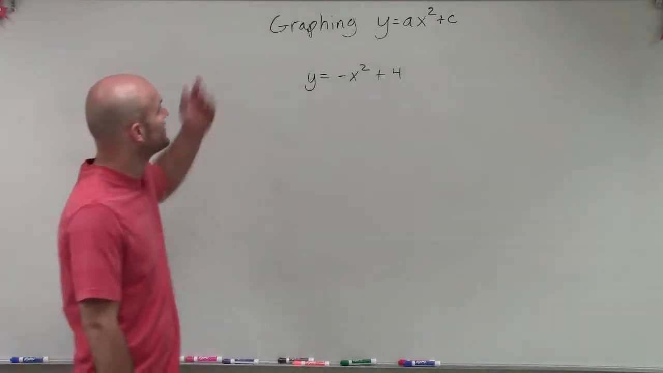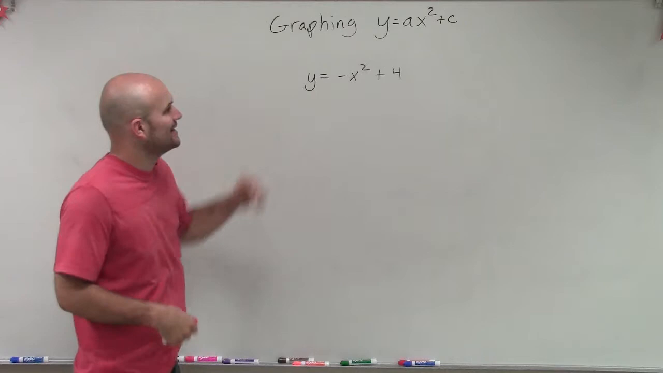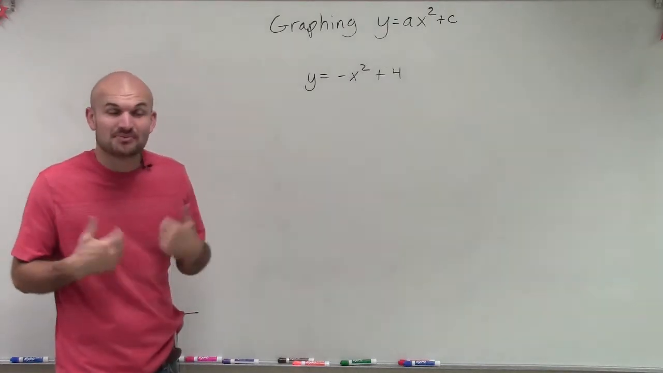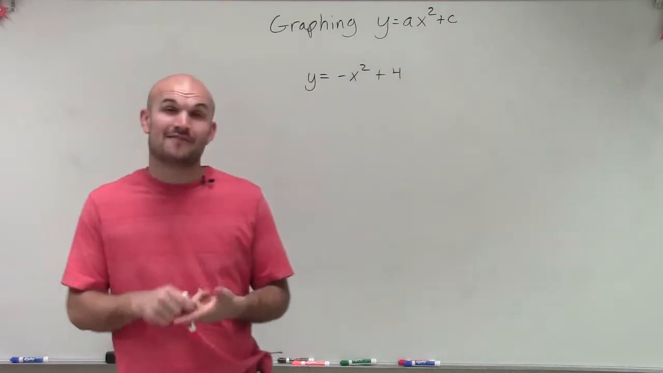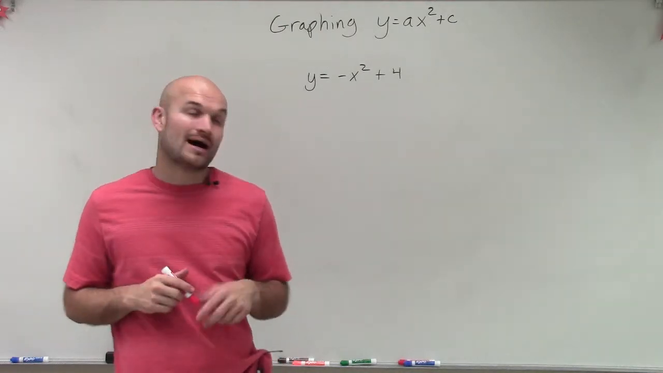Welcome. So what I have here is graphing y equals ax squared plus c. And what we're going to do is look at this as y equals negative x squared plus 4. And we're going to graph it. We're going to determine the vertex, the line of symmetry, and the x and the y intercepts.